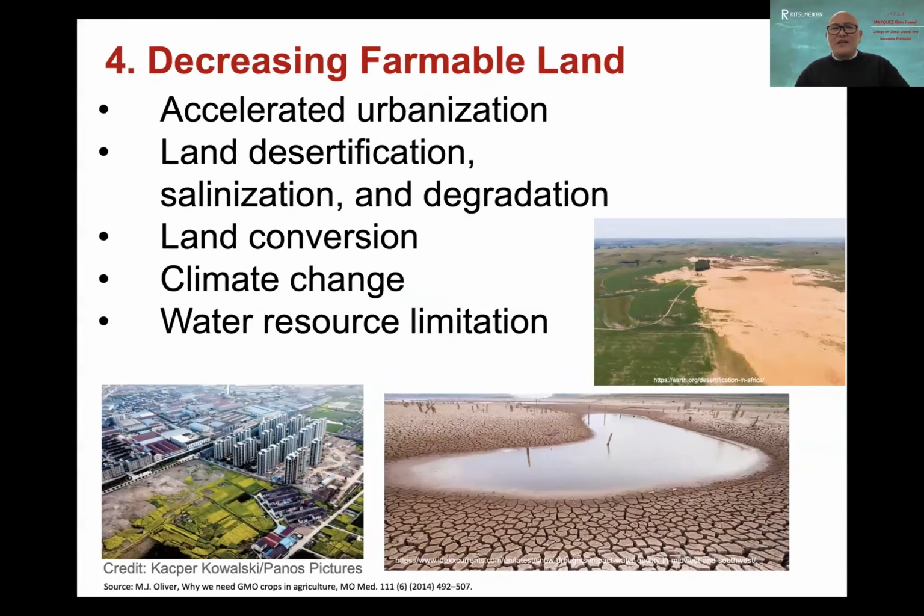Also, the impact of climate change is really becoming apparent recently. Aside from accelerated urbanization, wherein the farmland now are malls, there is land desertification, salinization, and degradation, even land conversion, climate change, drought, and flooding of farmland, and of course, water resource limitation. These are the things exacerbated because of climate change and human activities that negatively impact the supply of food.